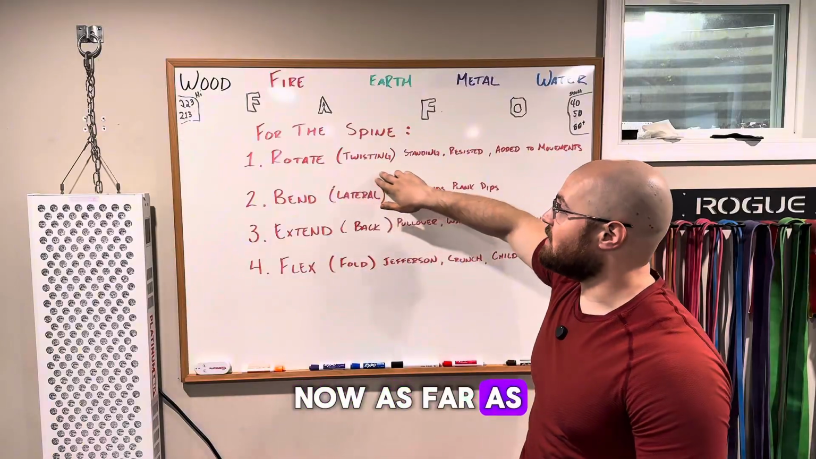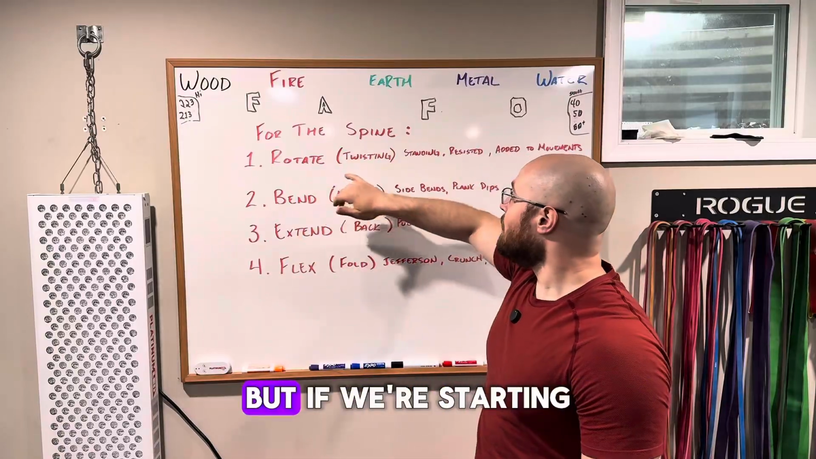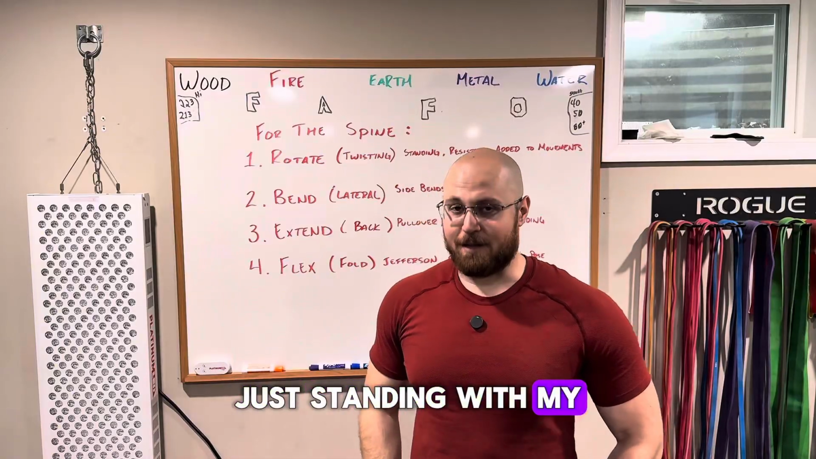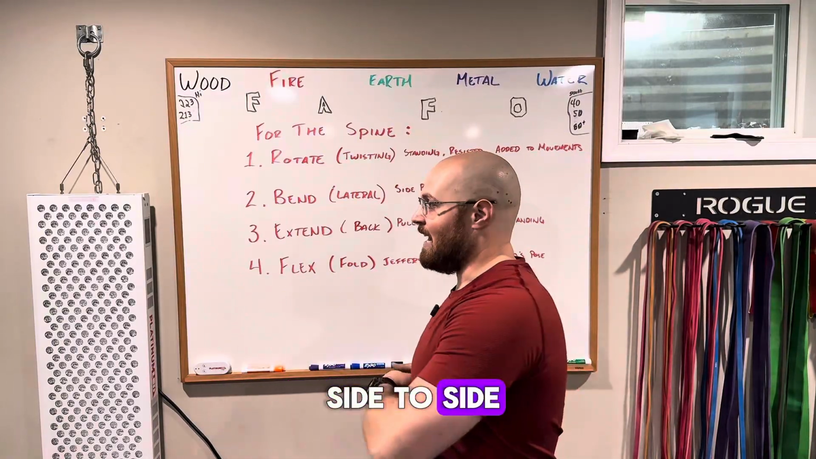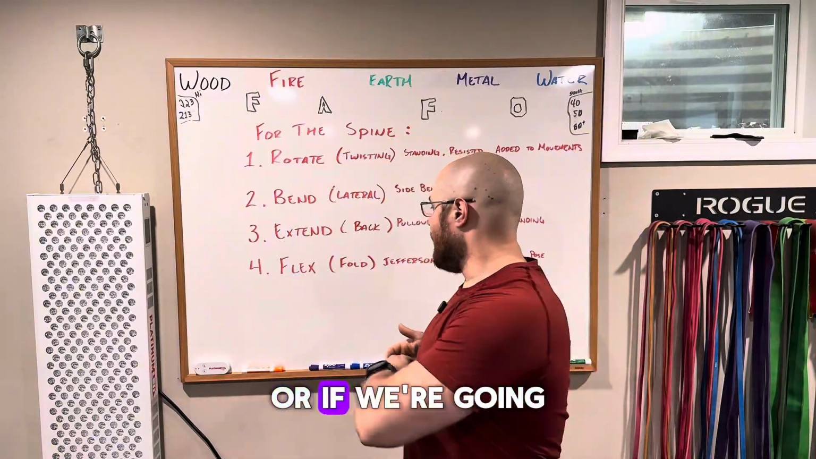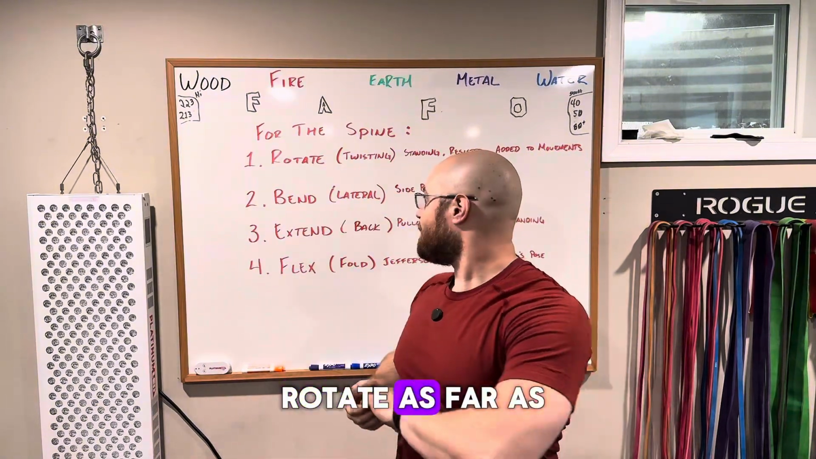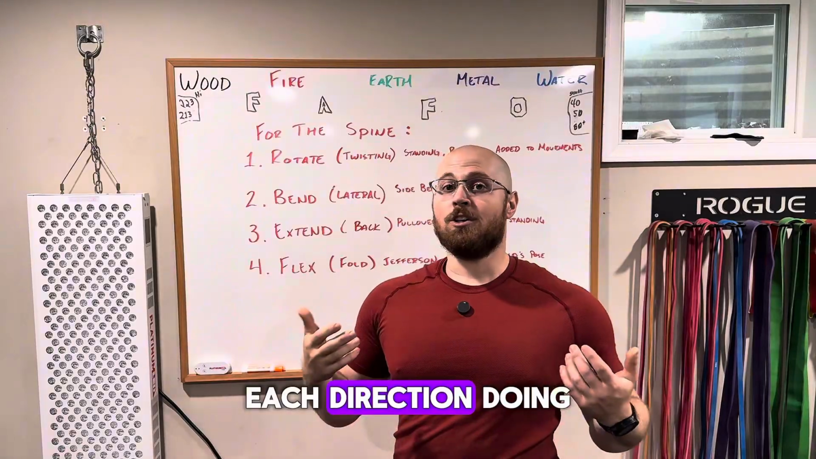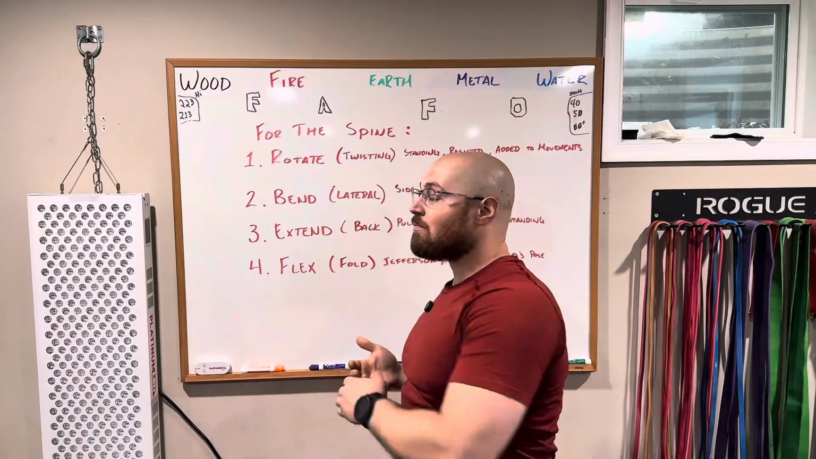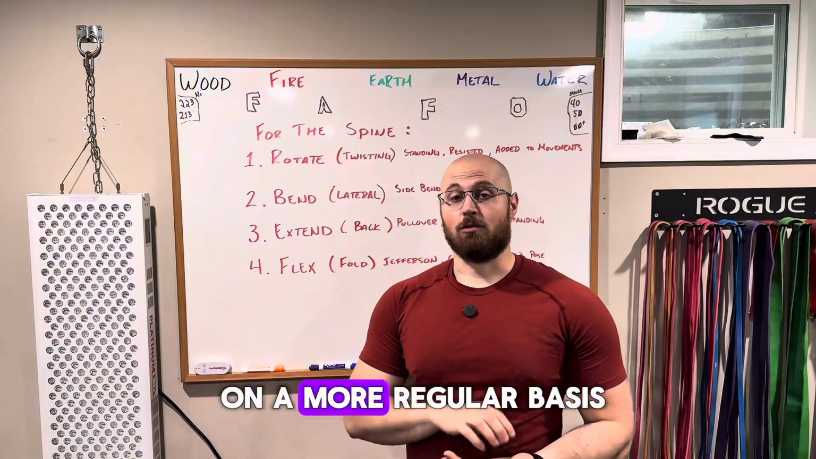Now, as far as example exercises, for rotation, there's not as many examples as you would think. But if we're starting very basic, if spinal training is something new to you, just standing with my feet planted and twisting side to side, whether that's at a more rapid pace, trying to go for a little bit of an overswing, or if we're going at a slower pace and I'm trying to get my body to rotate as far as I can each direction, doing sets of this movement that last a minute or 2 minutes or longer have a really big return on investment, especially if we start doing things like that on a more regular basis.